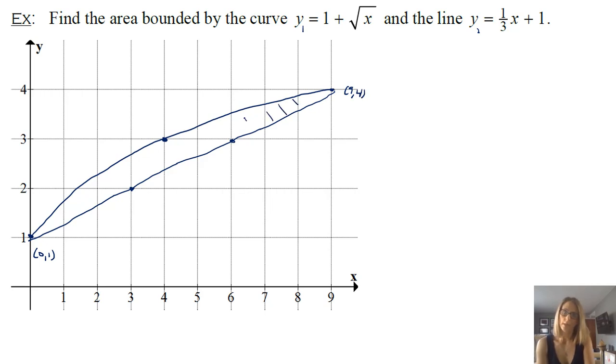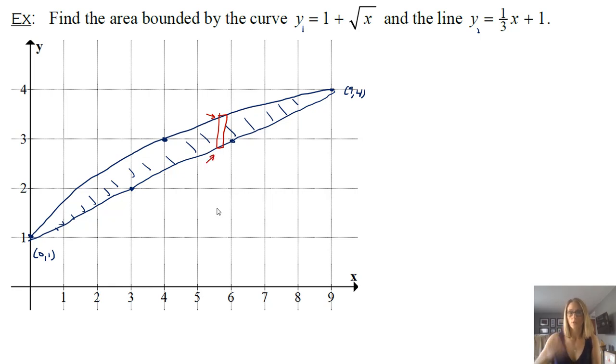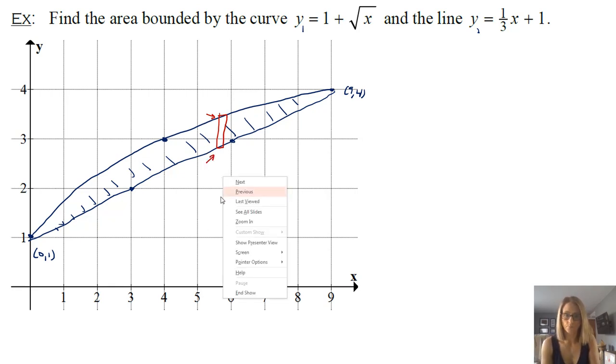And we're finding this area in here. And what we should see is that these are functions, and there's one function that's always on top. So in this case, I would make a focus of doing a vertical rectangle where I see that this function is always on top of this function. So the height is just the difference.